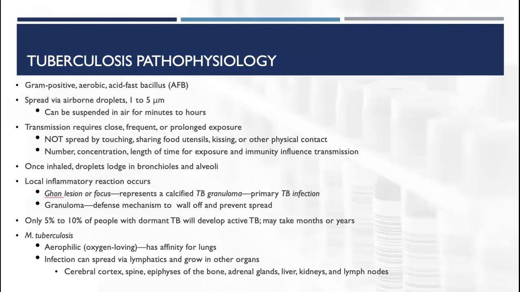Tuberculosis pathway, or pathophysiology. It is a gram-positive aerobic acid-fast bacillus, AFB, and one of the things we'll do is actually send sputum off testing for that acid-fast bacillus. It is spread via airborne droplets, and what's interesting is those airborne droplets can be suspended in the air for minutes to hours, which is why we do the isolation types that we do.